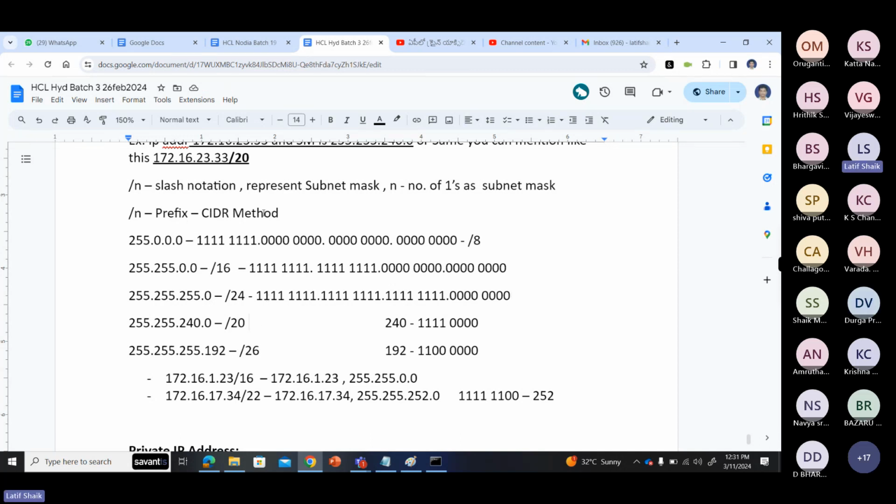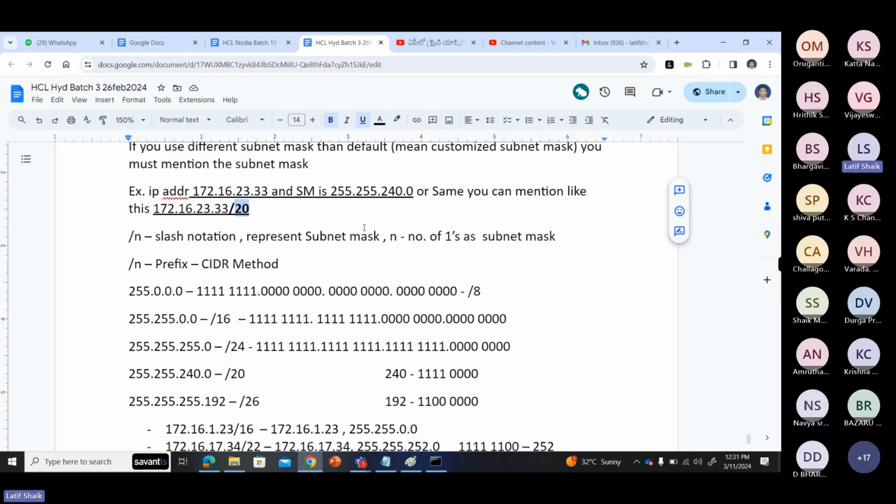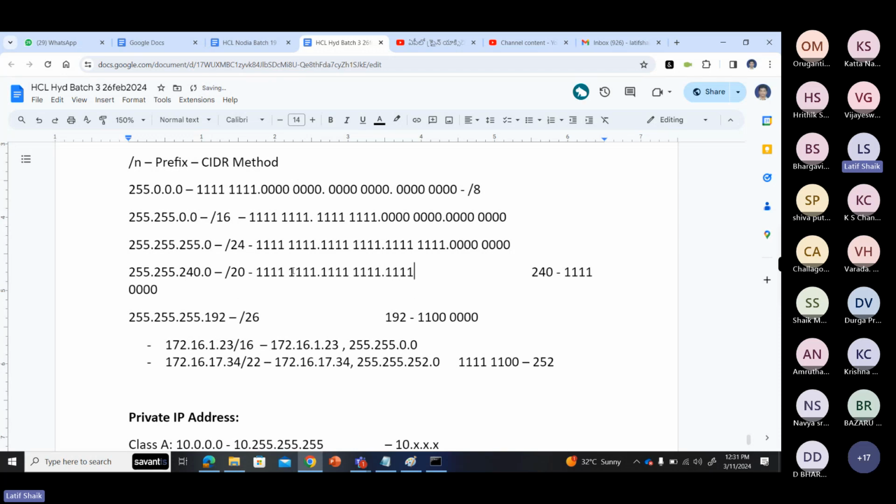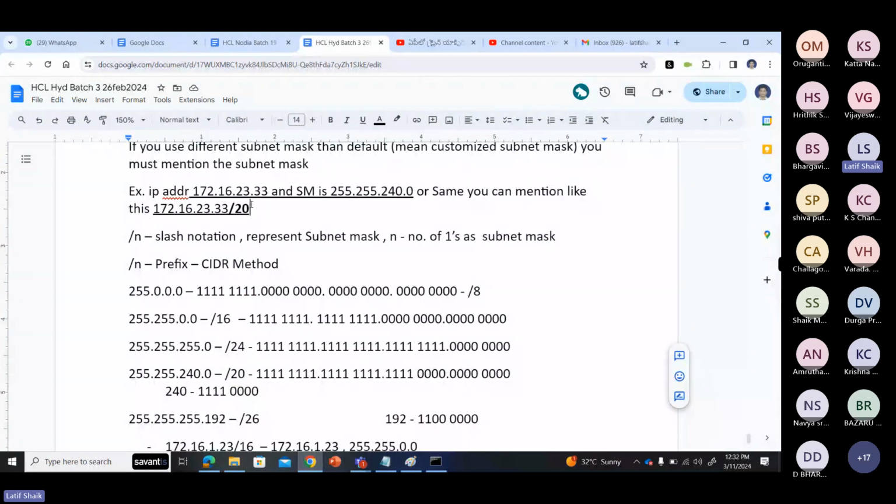This is /20. I have written /20 here because of the 240. How? The first 255 is 11111111, the second 255 is also all ones. The next one is 240, converted into binary, and the remaining is 0. If you count all these ones, it is 20. So it is /20. That's why I wrote /20.